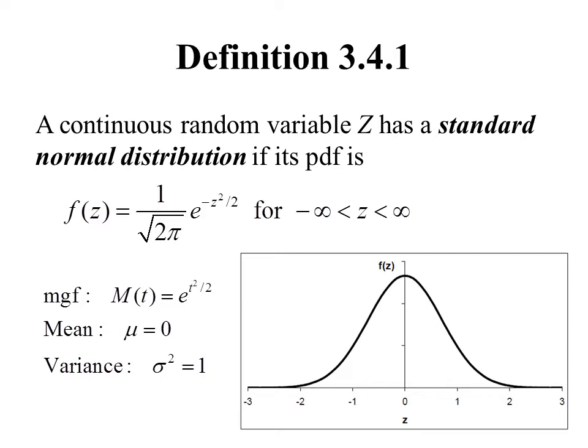Now it can be shown that the moment generating function of this random variable is e to the t squared over 2, that the mean of this random variable is 0, and that the variance and standard deviation are equal to 1. So these two numbers here are important to remember. Standard normal distribution means mean 0, standard deviation and variance equal to 1.